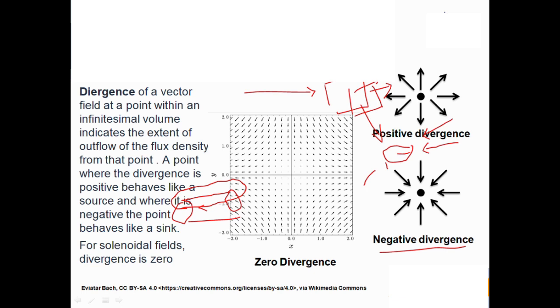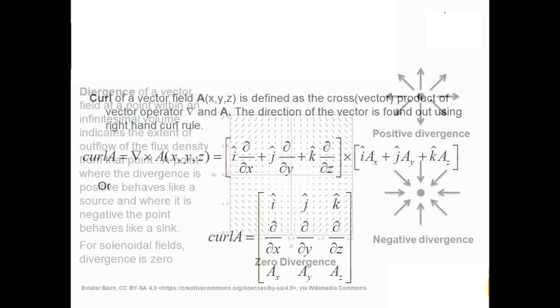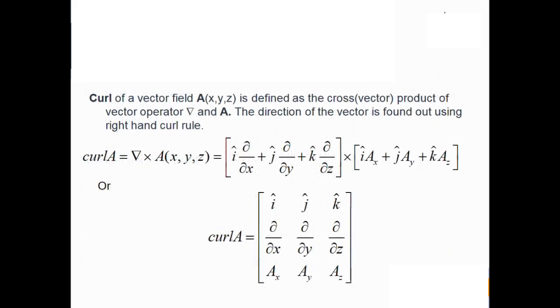So wherever there's a loop, the amount of flux entering is equal to the amount of flux leaving the volume, and that's why the divergence in that particular case is negative. So sorry, zero. That's zero divergence. So the field is solenoidal. The divergence of that field at any point is zero within that volume. So that's about divergence. That brings us to the last part, which is curl.